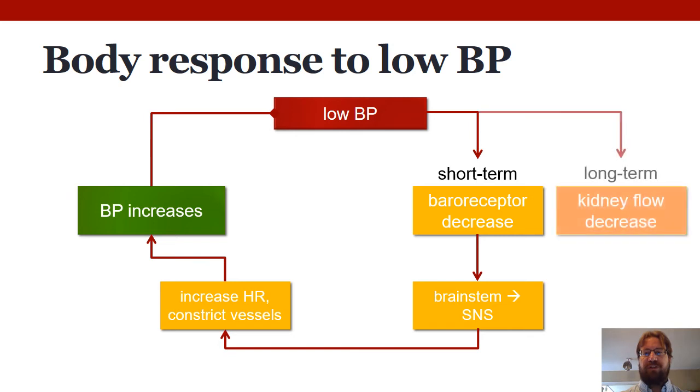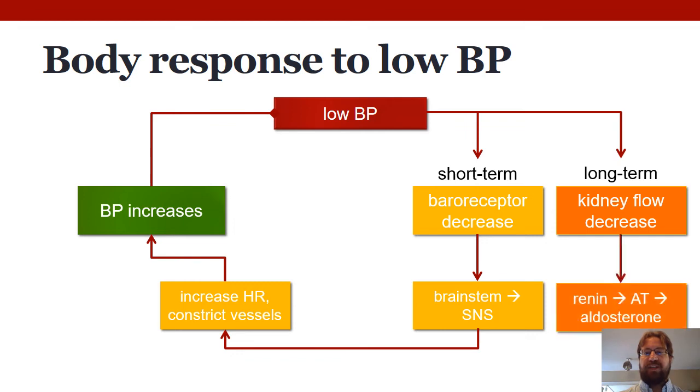What if we have a long-term problem with low blood pressure? Not just a moment-to-moment problem, but one that's taking a while to solve. The kidneys will eventually notice a decrease in flow through the juxtaglomerular apparatus, and that will release the hormone renin. Renin activates angiotensin, which is always in your blood, but usually inactive. And angiotensin will activate a hormone called aldosterone.